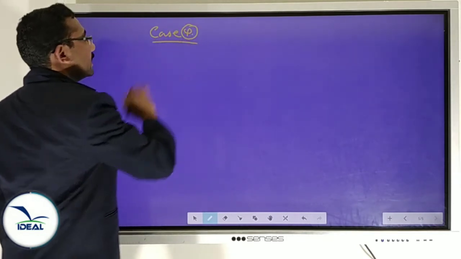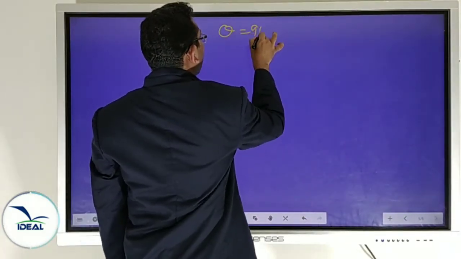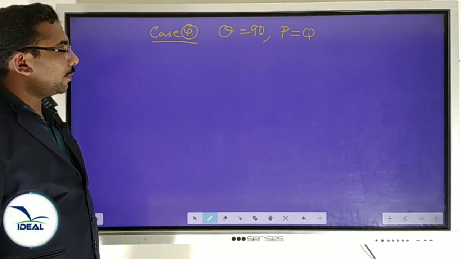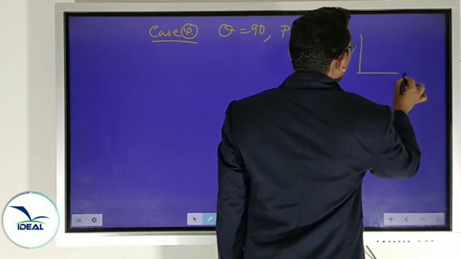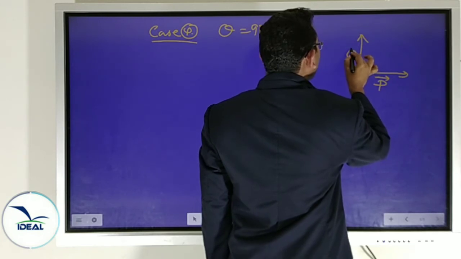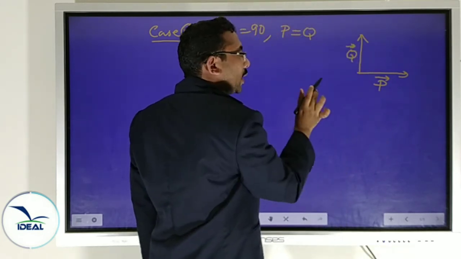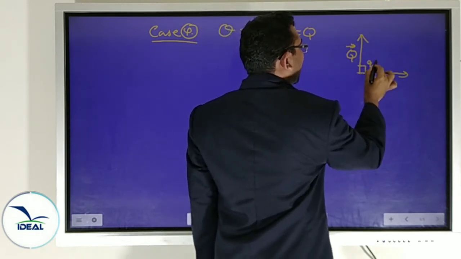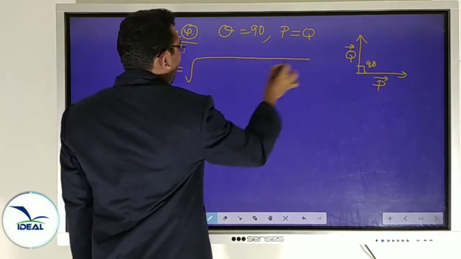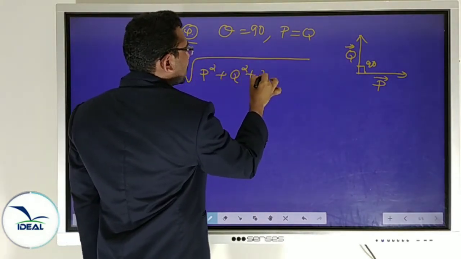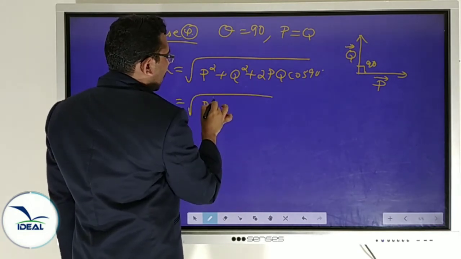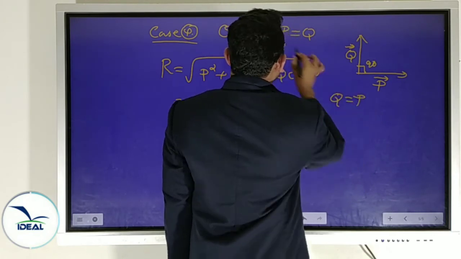Actually this is the third case. What is the third case? Theta equal to 90 degree when P is equal to Q. That is theta equal to 90 and P is equal to Q. What's the meaning? Two vectors are equal magnitude. P and Q are equal magnitude, but opposite directions are not equal, therefore they are not equal vectors. Magnitude only equal, P and Q, and acting at 90 degree. This is the case. Then what is the resultant? R is equal to root of P square plus Q square plus 2PQ cos 90. That is root of P square plus Q square, and Q is equal to P because P is equal to Q.